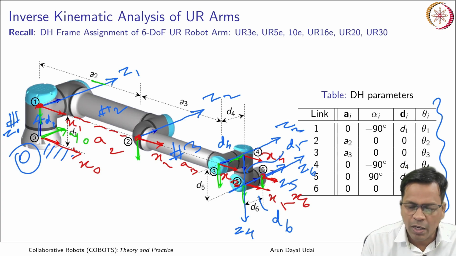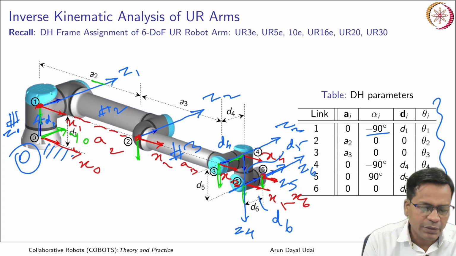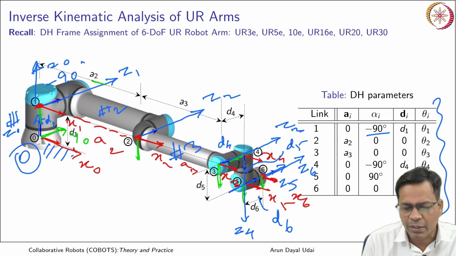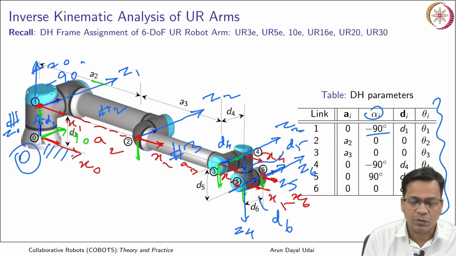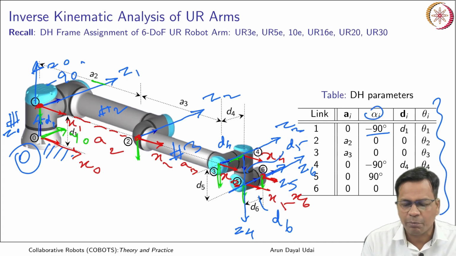Alpha is the rotation from z0 to z1 about the x axis, so it is minus 90 degrees here, and similarly the other alphas can also be obtained. These are link twists. This is how you do forward kinematics. This is very important here, because we will be using transformation matrices and taking their inverse a lot of times.